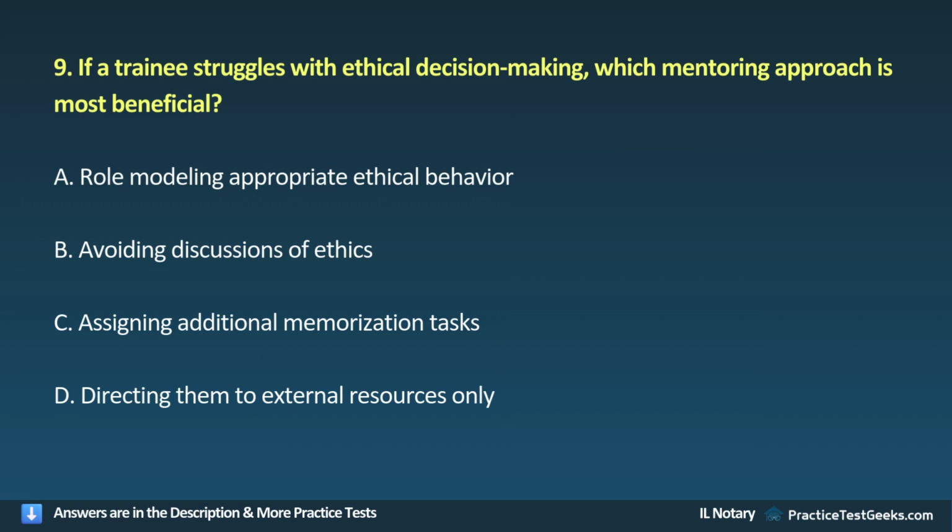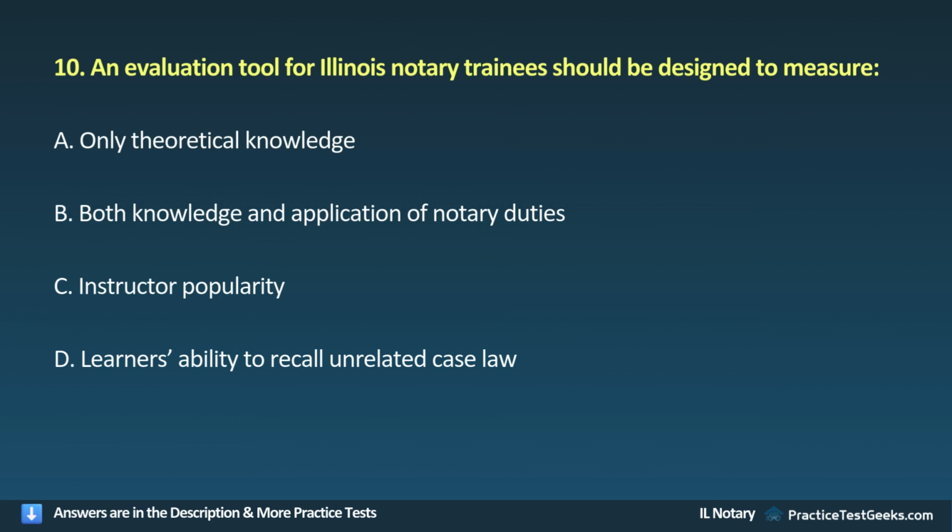C. Assigning additional memorization tasks. D. Directing them to external resources only. 10. An evaluation tool for Illinois notary trainees should be designed to measure A. Only theoretical knowledge. B. Both knowledge and application of notary duties. C. Instructor popularity. D. Learner's ability to recall unrelated case law.